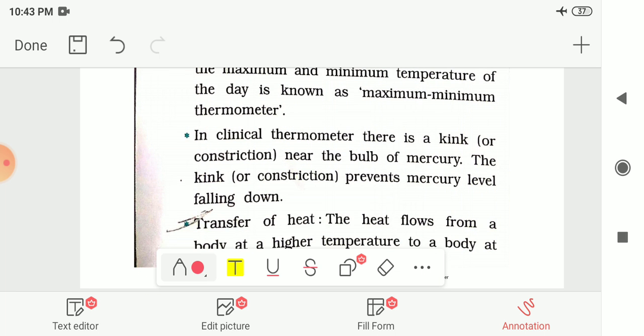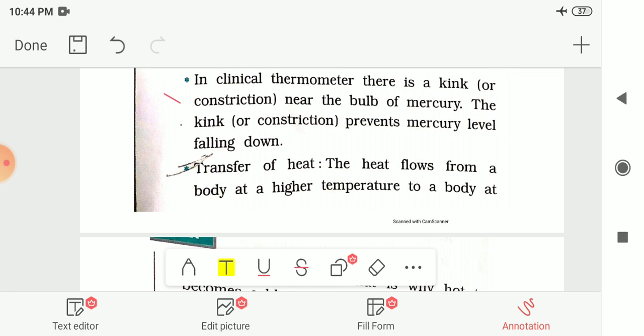Then we had seen that in a clinical thermometer there is a kink-like structure, or you can say a constriction, near the bulb of mercury, and this kink or constriction prevents the mercury level from falling down on its own. Because of this, we can measure the temperature of our body with the help of a clinical thermometer even after removing it from our mouth.